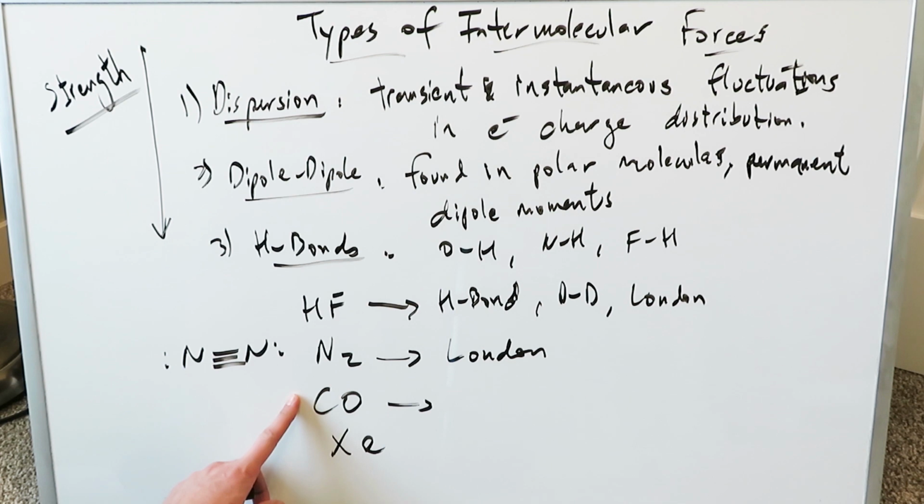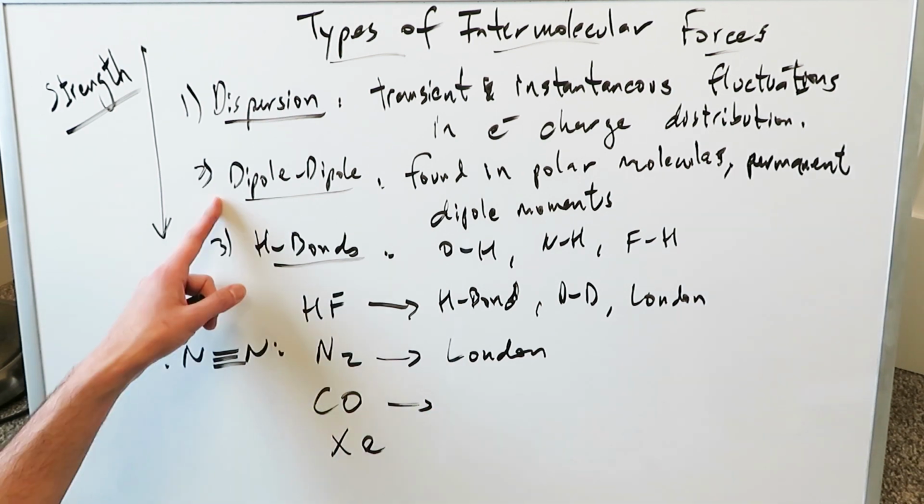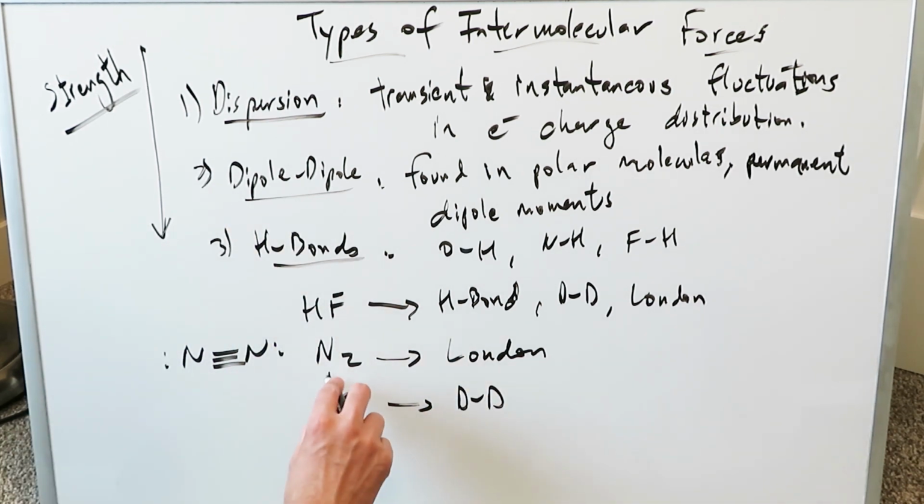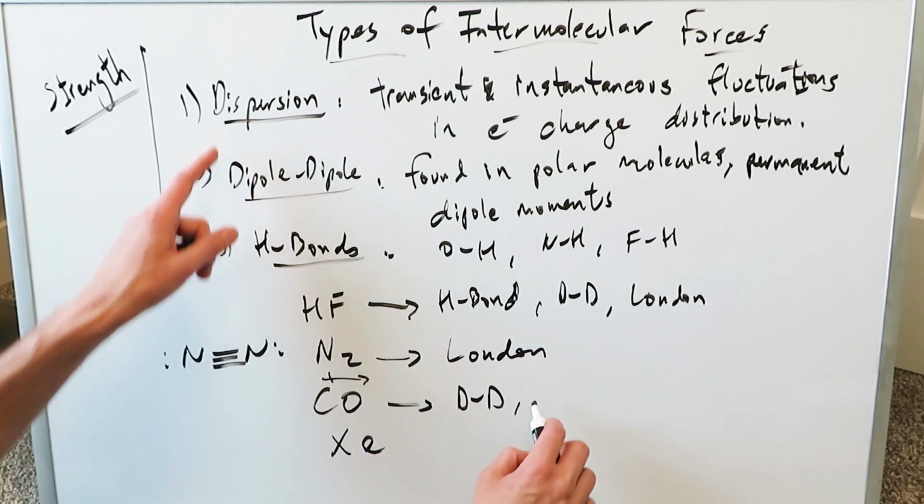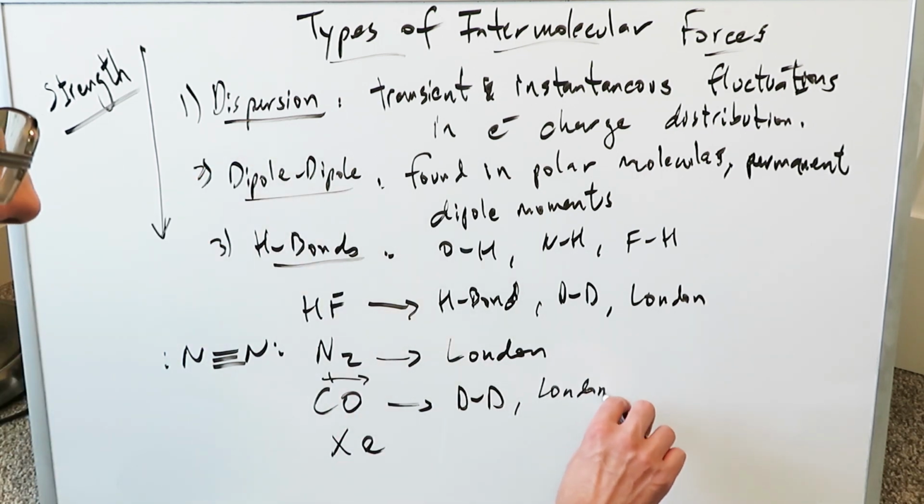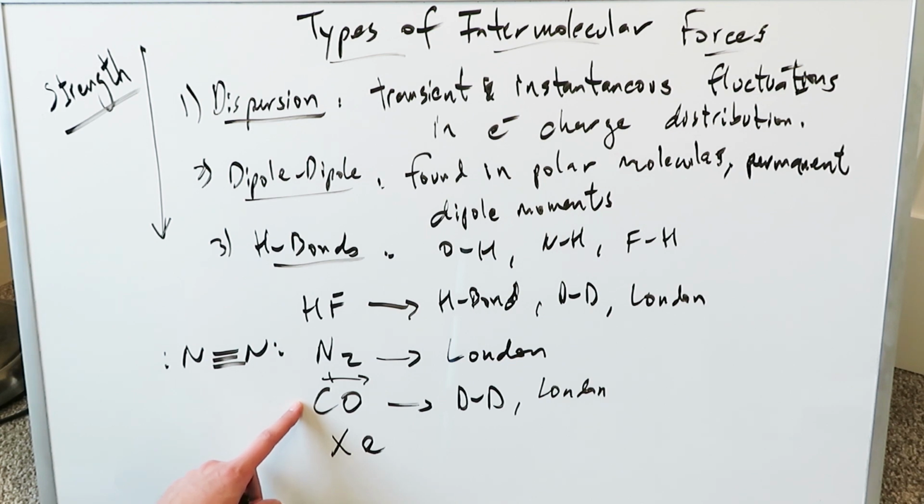Carbon monoxide is not a difficult one. You have an electropositive, electronegative. You'll have a permanent dipole moment in the direction of oxygen. You will for sure have dipole-dipole interactions because you'll have a permanent dipole here in the direction of oxygen, and of course you'll have dispersion forces, which are called London forces, because you'll also have temporary dipoles. As the electrons move about, you'll have these temporary fluctuations.